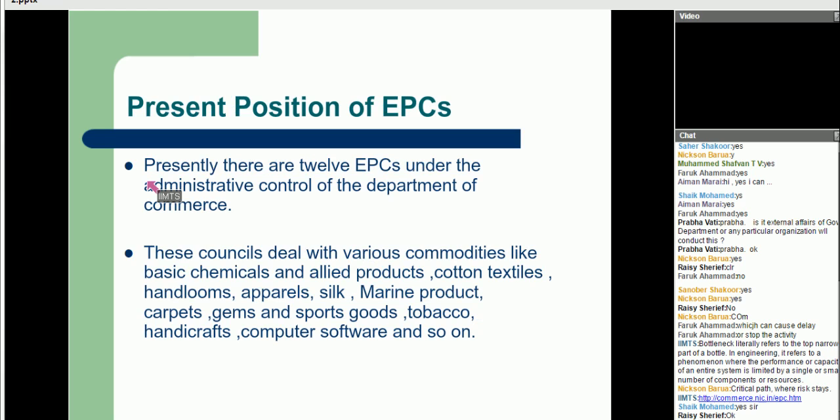This I already discussed. Present position of EPCs in India I am talking about. Presently, there are 12 export promotion councils under the administrative control of the Department of Commerce. These councils deal with various commodities like we have for chemicals, cotton, handlooms, apparels, silk, marine, carpet, gems, sports goods, tobacco, handicraft, computer software, and so on.